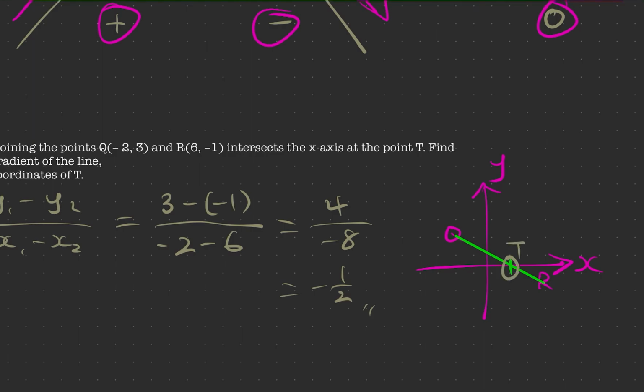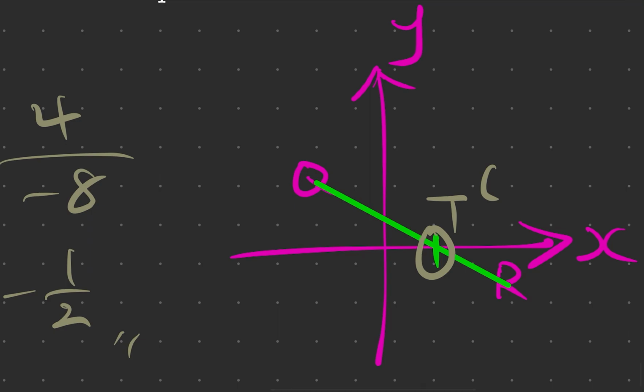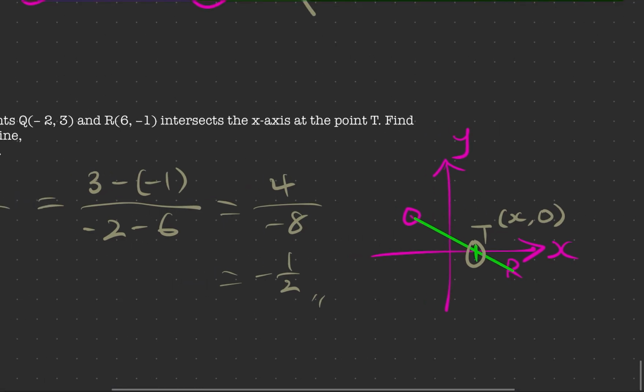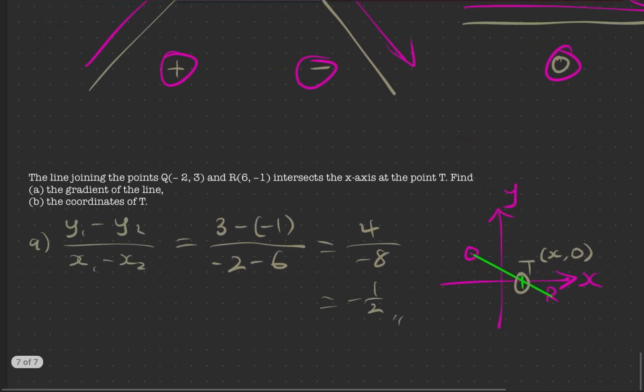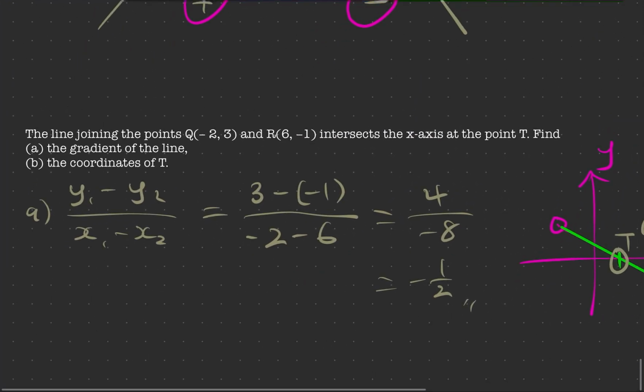All right. And since T lies on the x-axis, that means T's coordinates are technically (x, 0). We don't know the x value, but we do know that the y value equals 0 because it lies on the x-axis. So now we know that since T lies on the same line as QR, the gradient will therefore be the same.